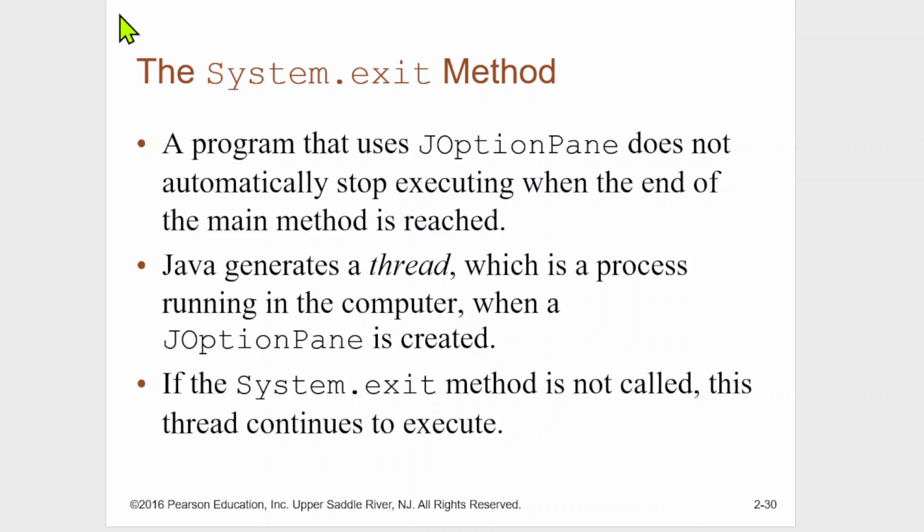The program that uses JOptionPane does not automatically stop executing when the end of the main method is reached. Java generates a thread, which is a process running in the computer, when the JOptionPane is created. If System.exit is not called, this thread continues to execute.